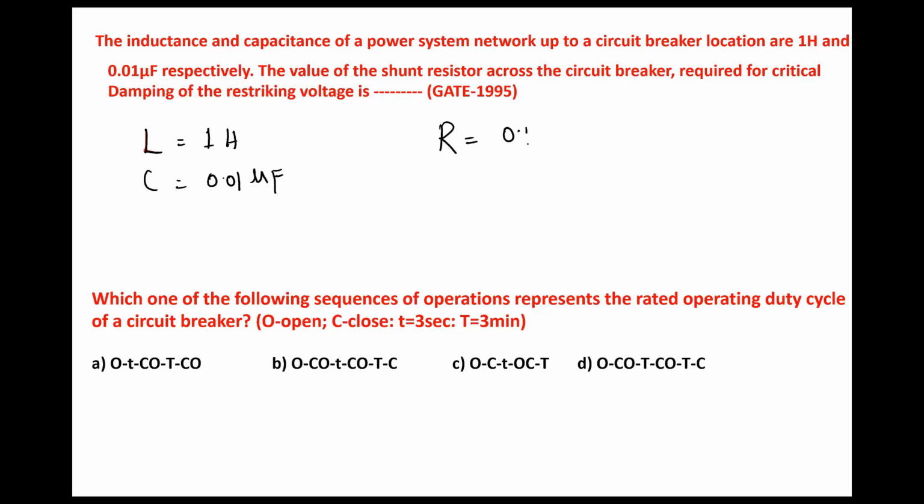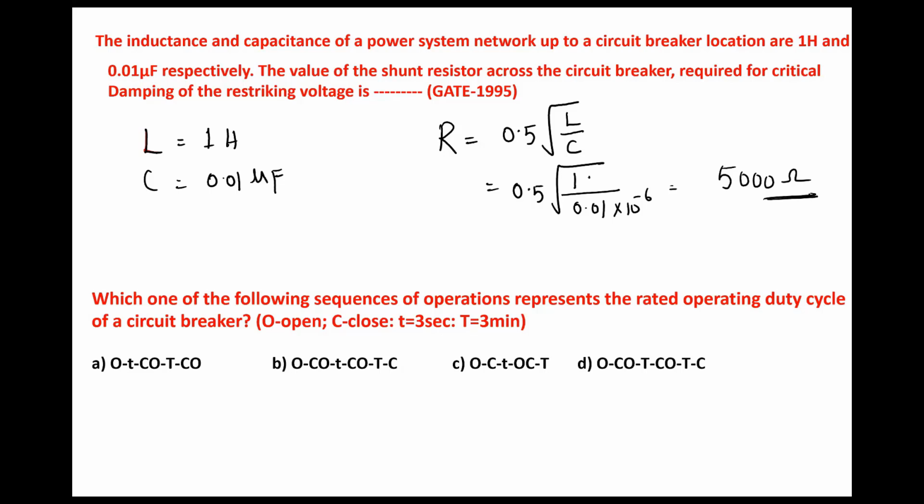That is 0.5 into square root of L by C. If you substitute these values in this formula, you are going to get the answer. So 0.5 into L value is how much? 1 Henry. 1 Henry divided by 0.01 into 10 power minus 6. So this value will become 5 kilo ohms or 5000. Yeah, very good. 5 kilo ohm, 5000 ohm. Understand?